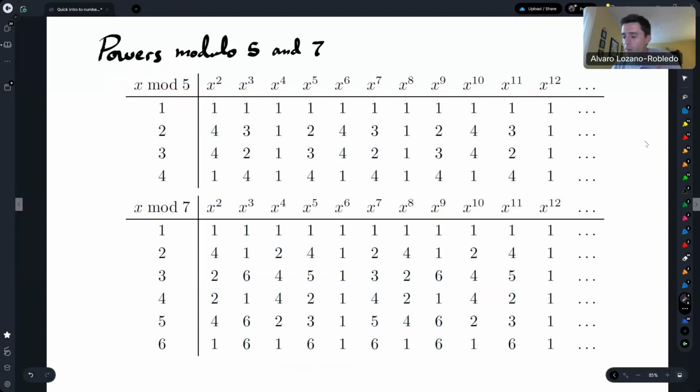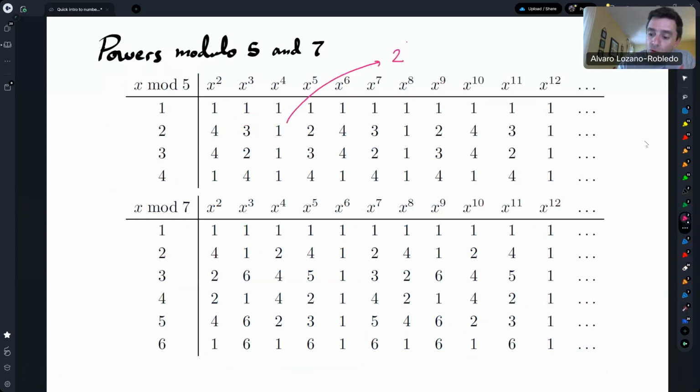How am I calculating that, by the way? Well, 2 squared is 4. 2 times 4 is 8. Reduce modulo 5, and I get 3. 3 times 2 is 6, and 6 is 1 modulo 5. And this tells me that 2 to the 4 is 1 modulo 5.